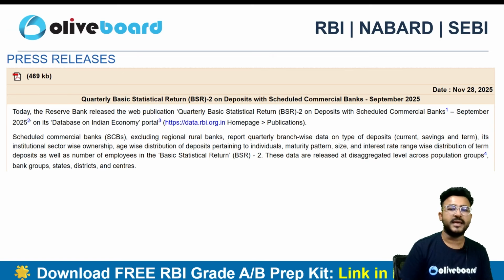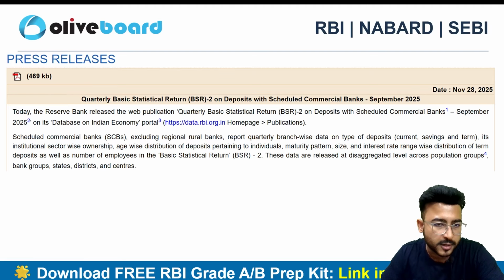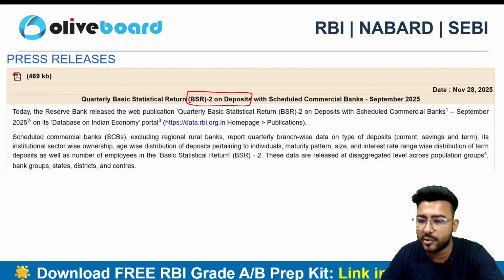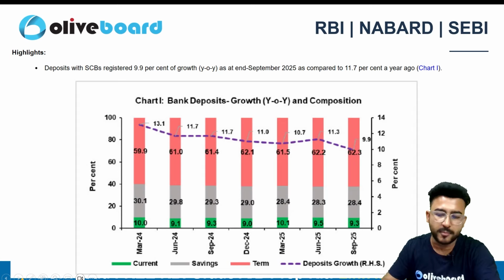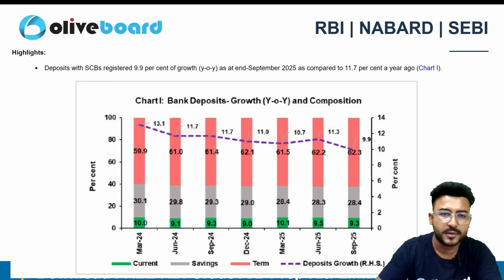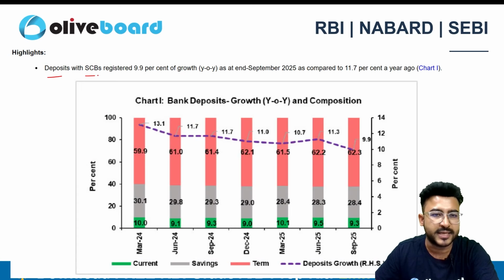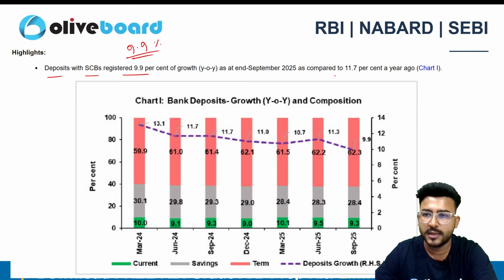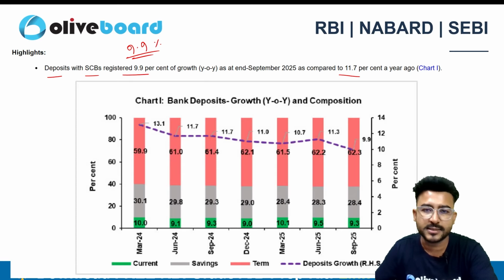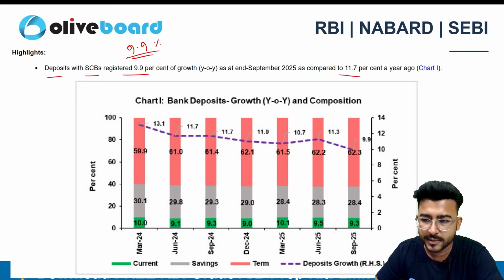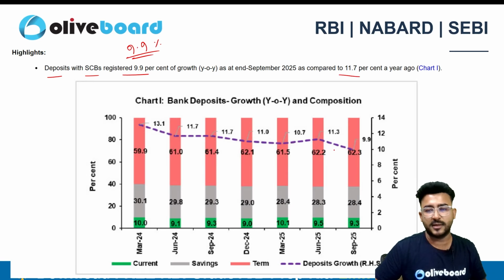Then BSR2 data is also released, quarterly basic statistical return. So BSR1 is related to credit, 2 is related to deposits, right? That is also released. So guys, now if we talk about the BSR2, we can see that the deposits with the SCBs registered a 9.9% year-on-year growth. Earlier it used to be 11.7% and now it is 9.9%. So on year-on-year basis data, it is a decline definitely.